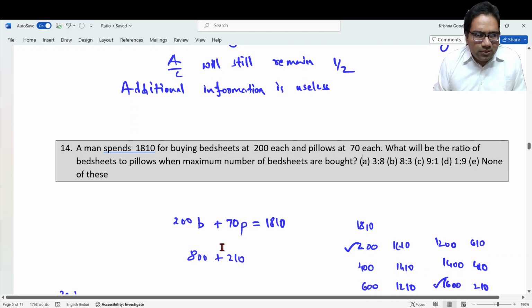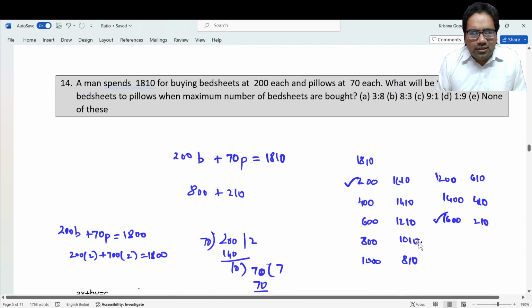Right. Now, this is an interesting problem because you cannot buy as many bed sheets as you want. For example, if you buy 4 bed sheets, 4 into 200 will become 800, and remaining will be 1010. In this 1010, you will not be able to buy, the 70 will not divide 1010. Some amount will be left, right? So 4 bed sheets is not a solution. In fact, 2 bed sheets, 3 bed sheets, none of this is a solution.